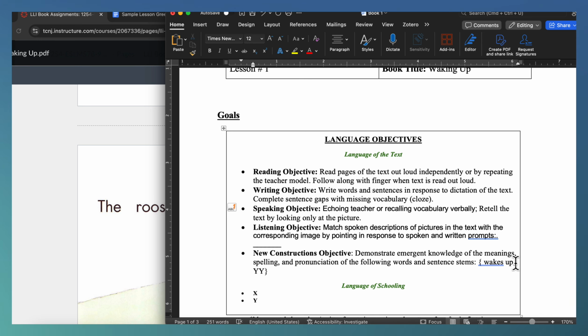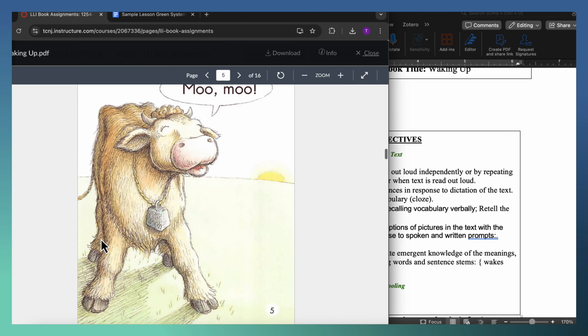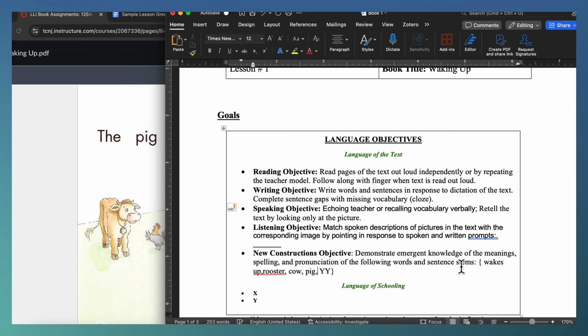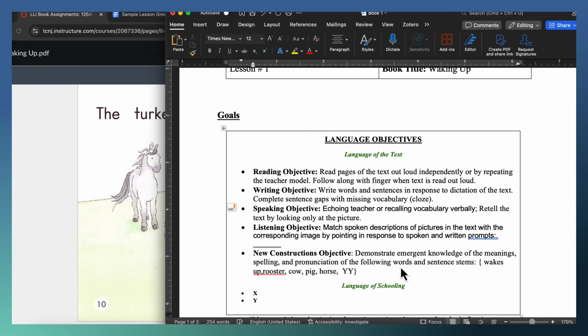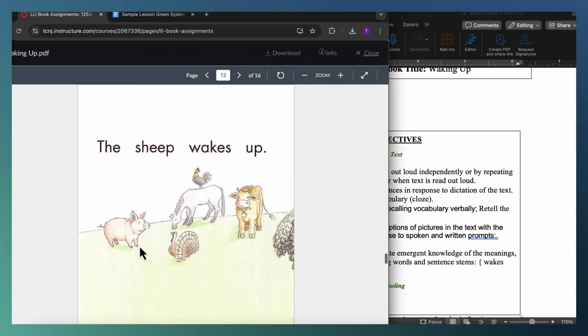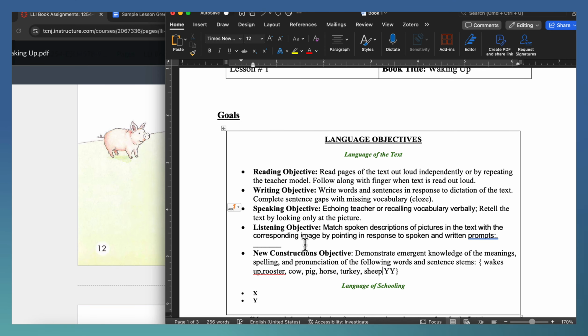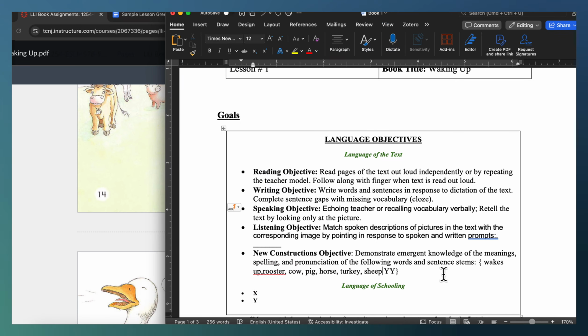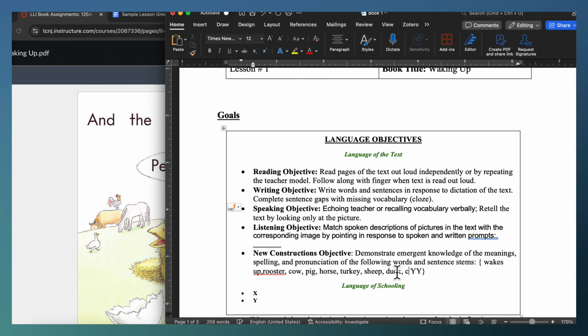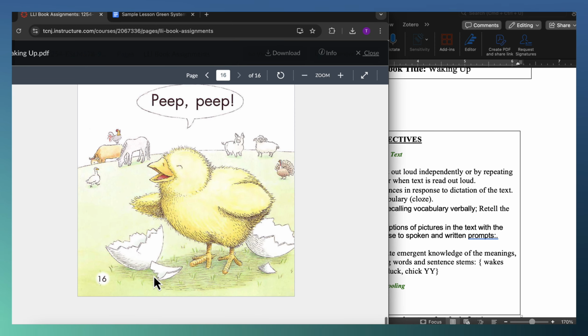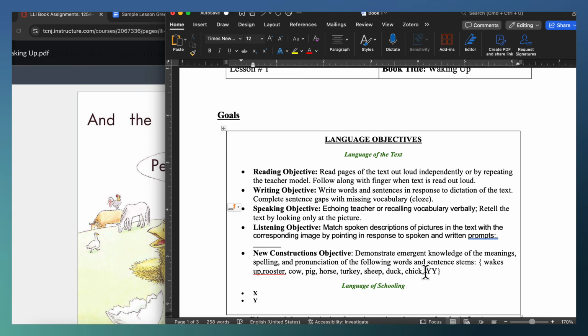And then I have the word rooster, cow, pig, horse, turkey, sheep, duck, chick, and there's also the word and.